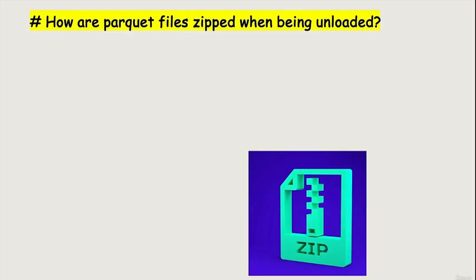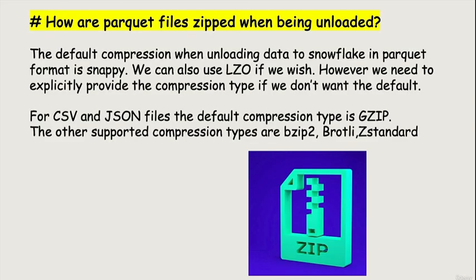How are Parquet files zipped when being unloaded? When unloading data from Snowflake, we have a couple of options when it comes to format of data that is being unloaded. For example, we can choose to unload the data in CSV format, a very popular format. We can choose to unload it in JSON, or we could even choose to unload it into Parquet.